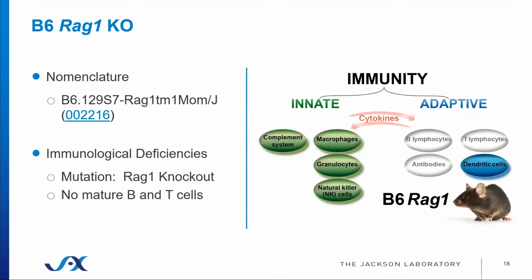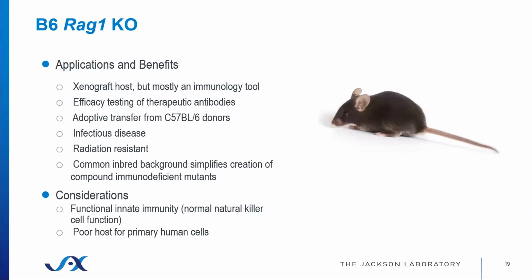The next strain I would like to discuss is the B6 RAG1 knockout mouse strain. The RAG1 and RAG2 genes are required for B and T development, but act in a different pathway than the PRKDC gene that we discussed with the SCID mutation. RAG1 knockouts, like SCID mutants, have no functional B and T cells. The B6 RAG1 knockout mouse can be used as a xenograft host and to test therapeutic antibodies.